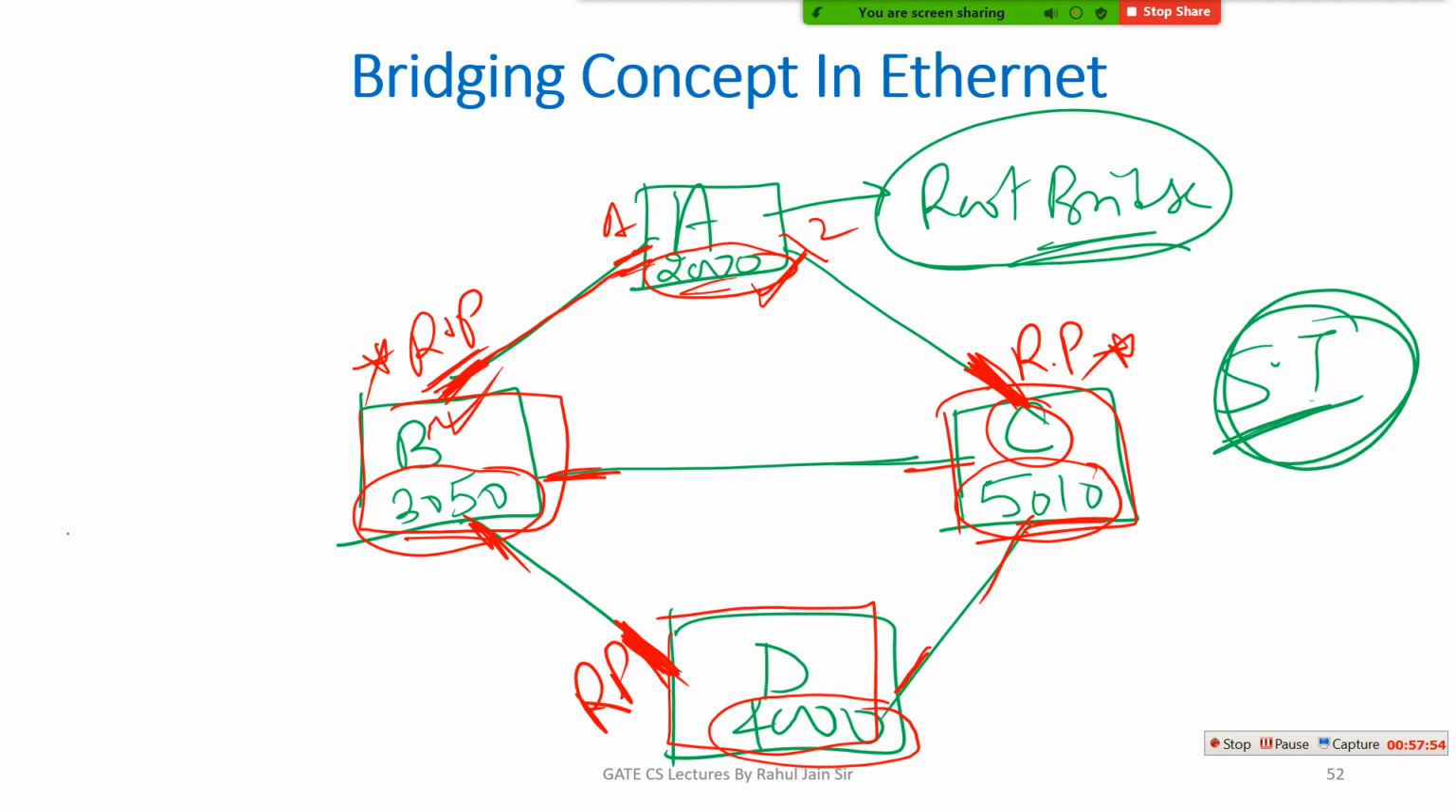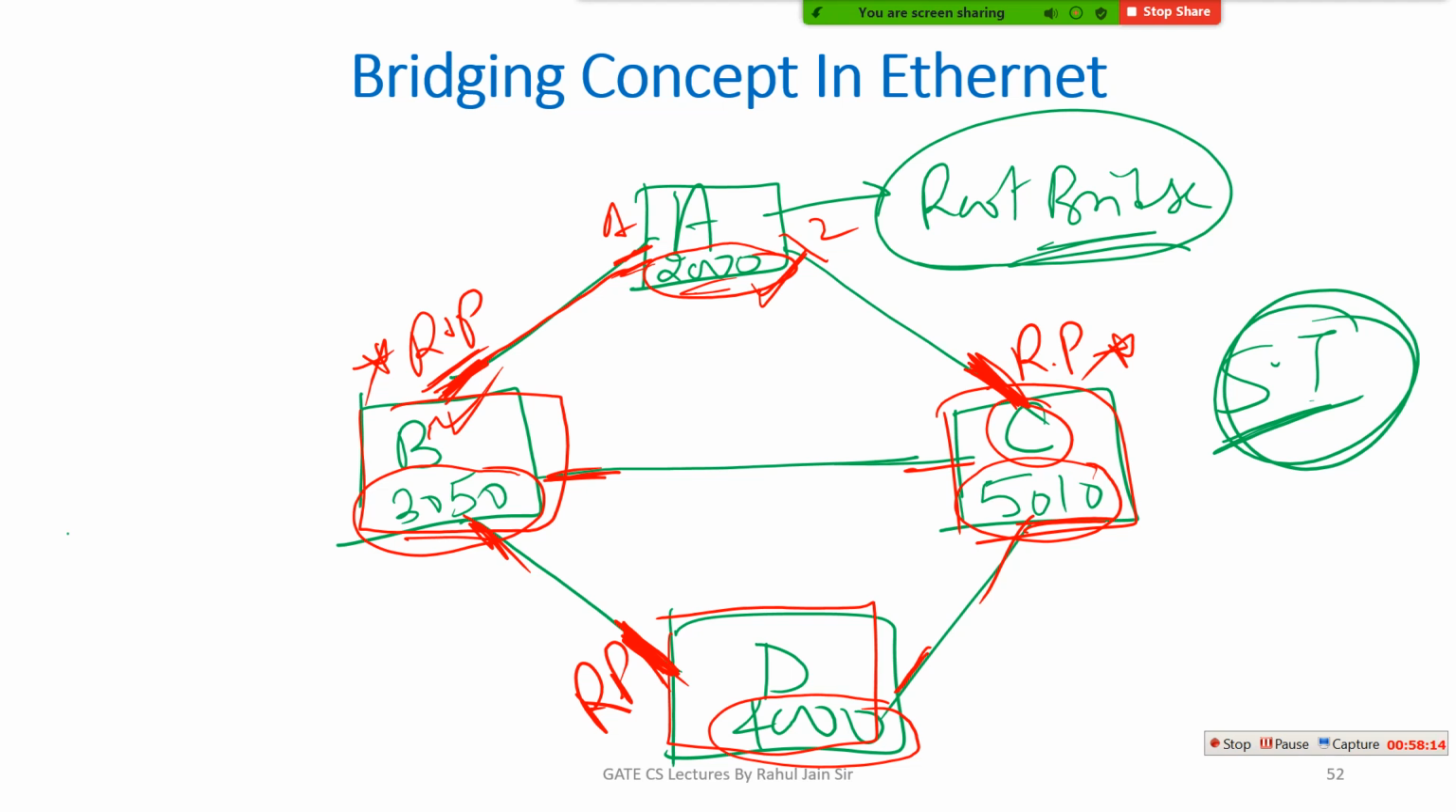Okay guys, now I need to assign the designated port. A designated port is assigned for each lane. But you can consider this as the same lane. It is a part of the same lane.